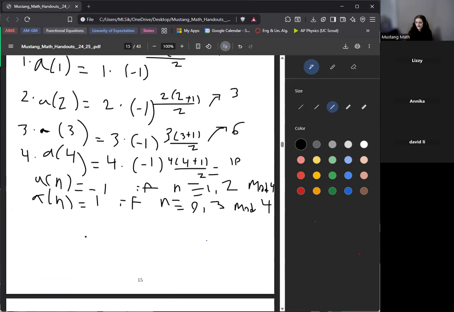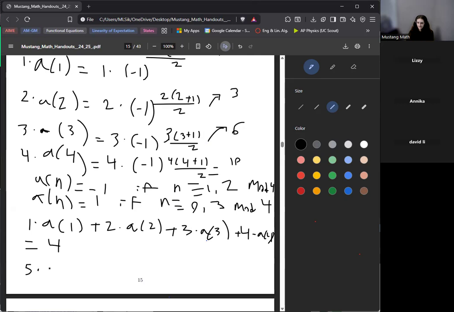We can split it into terms of every 4 consecutive numbers. So we can group 1 times a of 1 plus 2 times a of 2 plus 3 times a of 3 plus 4 times a of 4. That's 4 terms. Solving all this, we know that 2 of these are going to evaluate to -1, and the other 2 are going to evaluate to 1. We add all those together, we end up getting 4.